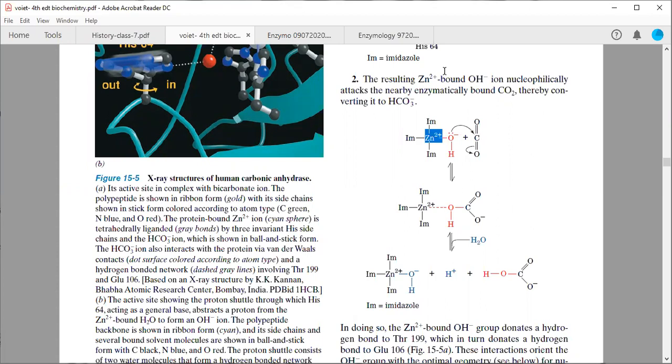Krishna is asking, not clear with the glutamate and aspartate catalytic reactions. Can you repeat once again? Are you asking for lysozyme, Krishna? Sorry, I did not see your query actually. Okay, wait for a minute. Actually, I will finish this carbonic anhydrase and then I will again repeat that lysozyme. Okay, fine.